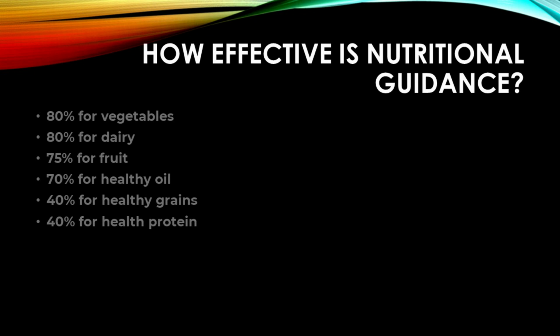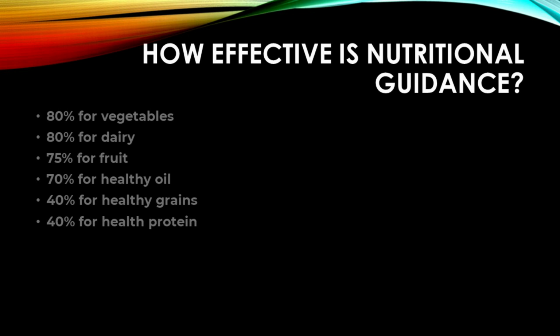While we have all heard someone talk about nutrition at some point in our lives, whether that was a parent, teacher, or a healthcare professional, with the amount of processed food on the shelf, it is no surprise that it is challenging to stick to the guidelines. The percentages of people who do not meet the recommended daily intake for the different food groups are 80% for vegetables, 80% for dairy, 75% for fruit, 70% for healthy oil, 40% for healthy grains, 40% for healthy proteins.